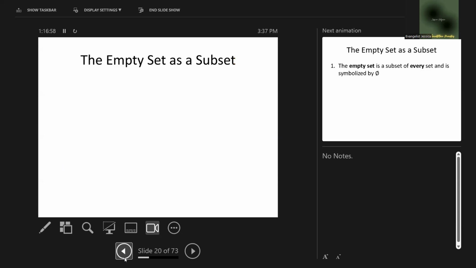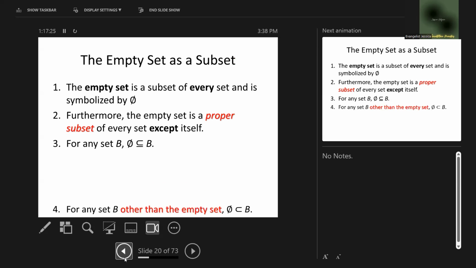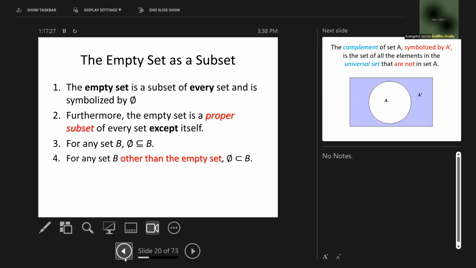All right. Now, empty set as a subset. The empty set, again, that null figure, is a subset of every set, and it's symbolized by a zero with a bar going across it. Furthermore, the empty set is a proper subset of every set except itself. Like for any set B, it can be any set. You can have an empty set as a proper subset of it. Okay.